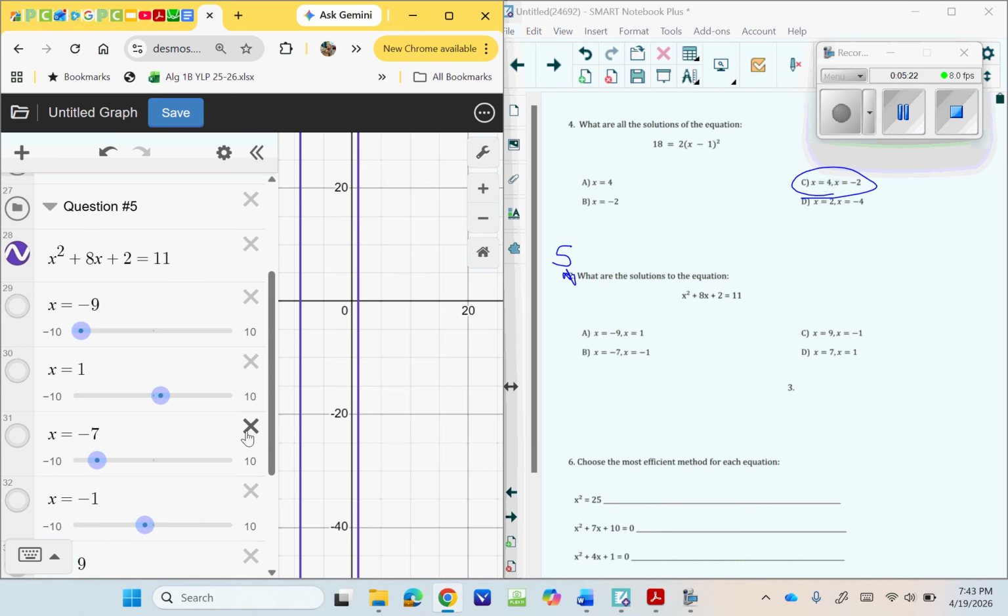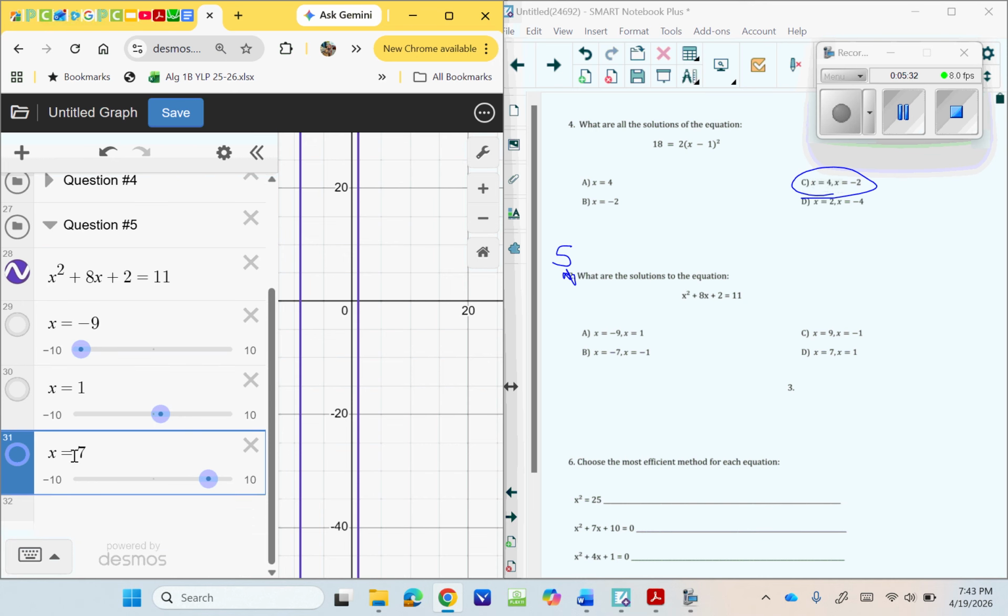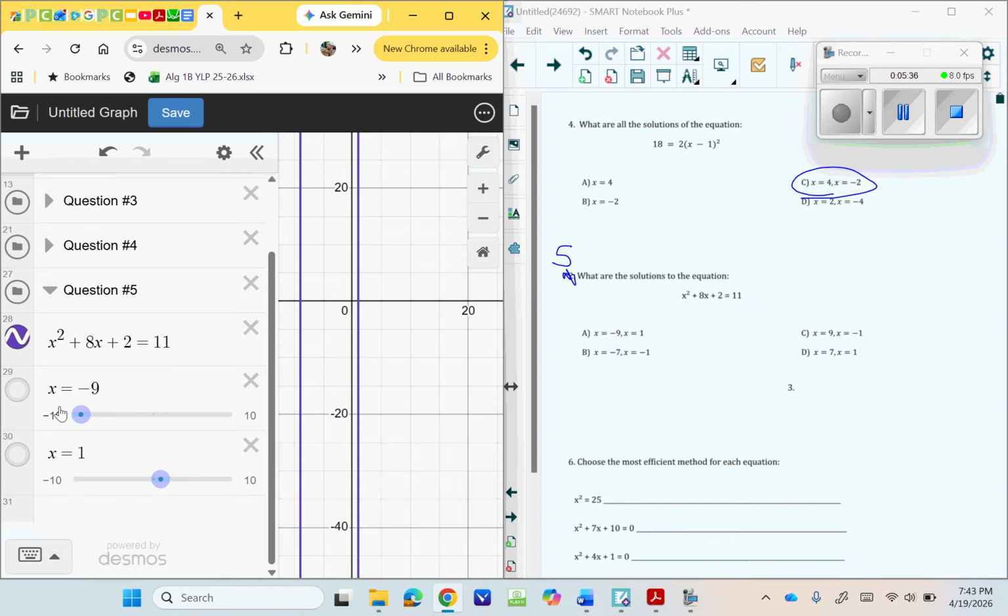-7 is not a solution. Let's try -1. -1 is not a solution. Let's try 9. 9 is not a solution. Let's try 7. 7 is not a solution. So I'm looking for -9 and 1, and so that is answer choice A.